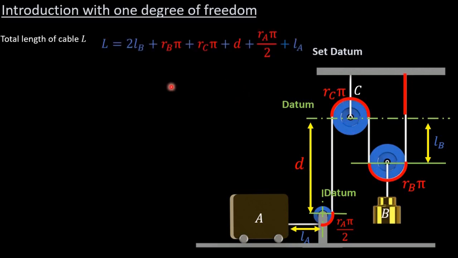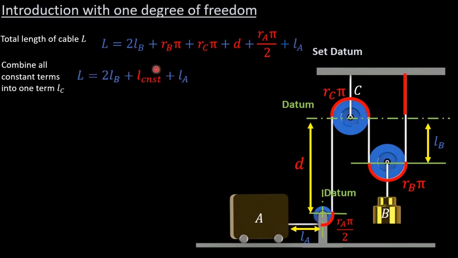So if I write the entire length of the cable, remember capital L just means the entire length of the cable, and that's going to be 2 times L sub B, because I've got two lengths for that, so this length here and this length there are both L sub B. So I'll write 2 times L sub B plus this constant length plus that constant length. Remember we've already accounted for this over here, plus this constant length plus D, which is this length here, plus this length here, so R sub A pi over 2, plus L sub A, this variable length, and we've only got one of those. So that is the entire length of the cable.